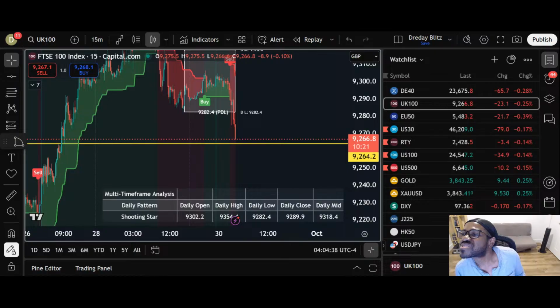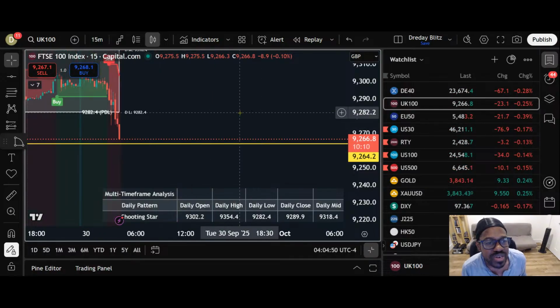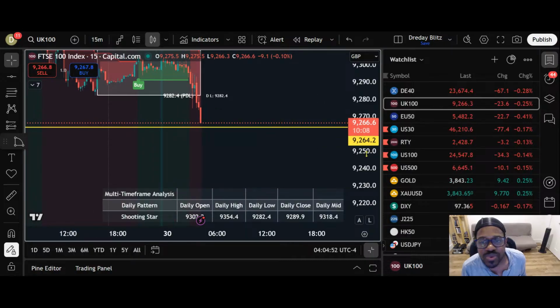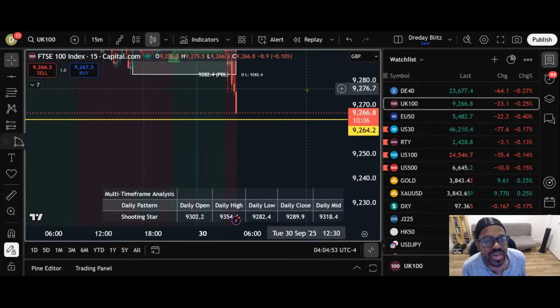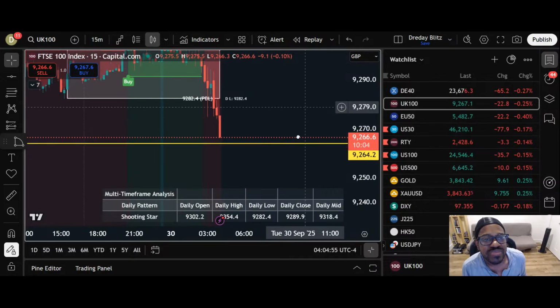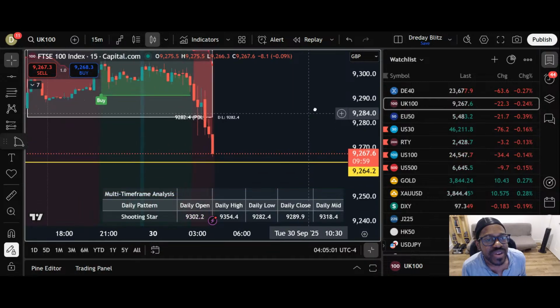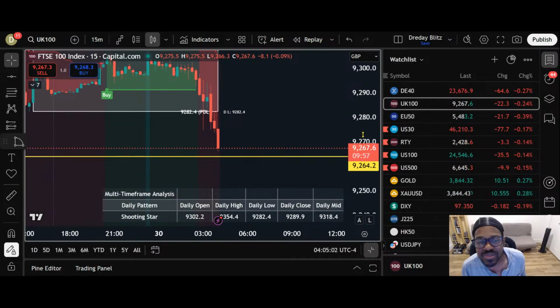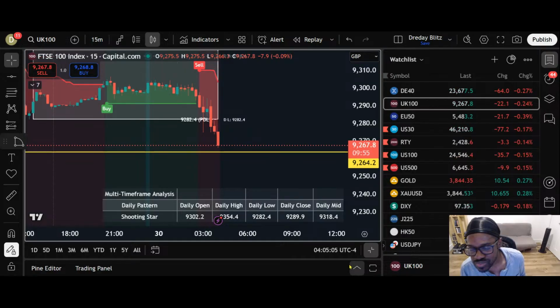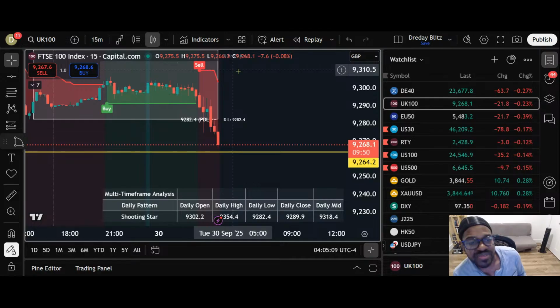All right, so we have a break. Just going to put that back here. So we are near our 4-hour fair value gap line. Price is trending down. So y'all should be well in profit right now.